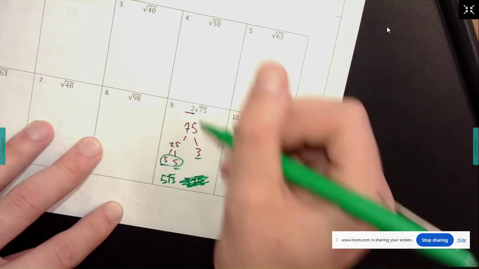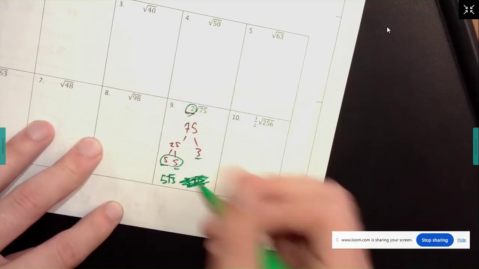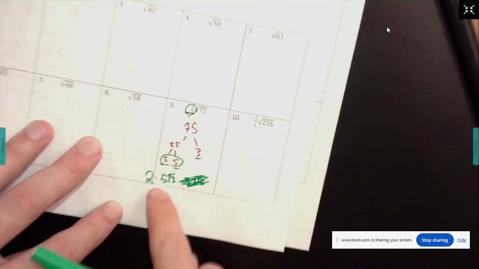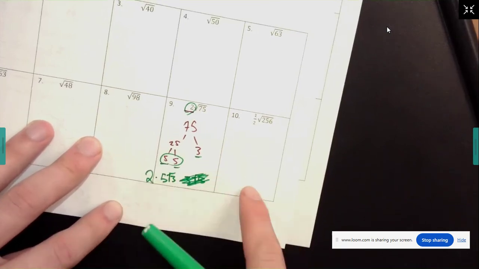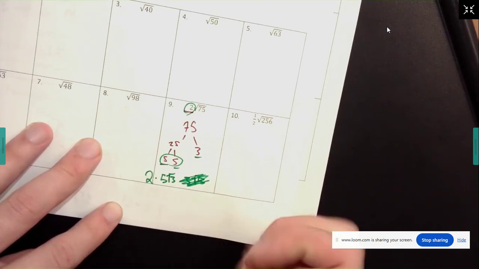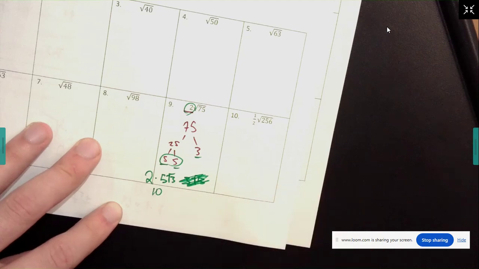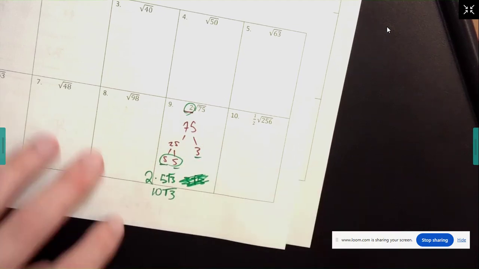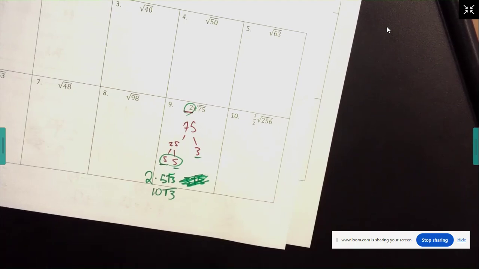But I also have this 2, right? And we multiply that coefficient by whatever. Outside times outside, inside times inside. So when I'm multiplying this 2, since this 5 is on the outside, well, 2 times 5 is 10. And that 3 is still underneath. Okay. Let me do a couple more.